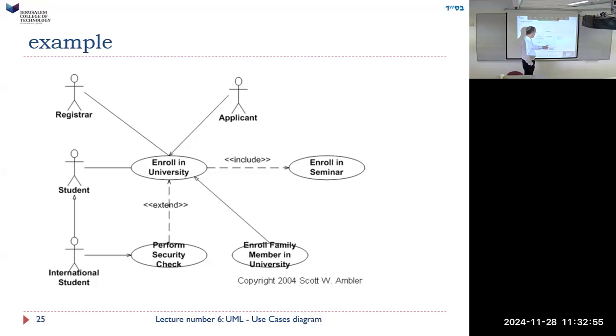What is this? Well, there's no line here. What does that mean? Well, we didn't see that, but this is inheritance. This is actually inheritance. This is a special category of enroll in university. This is from 2004, 20 years ago.